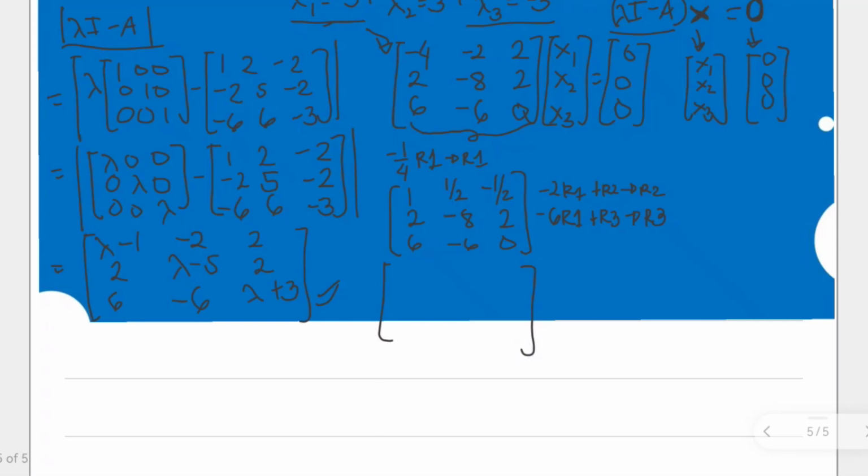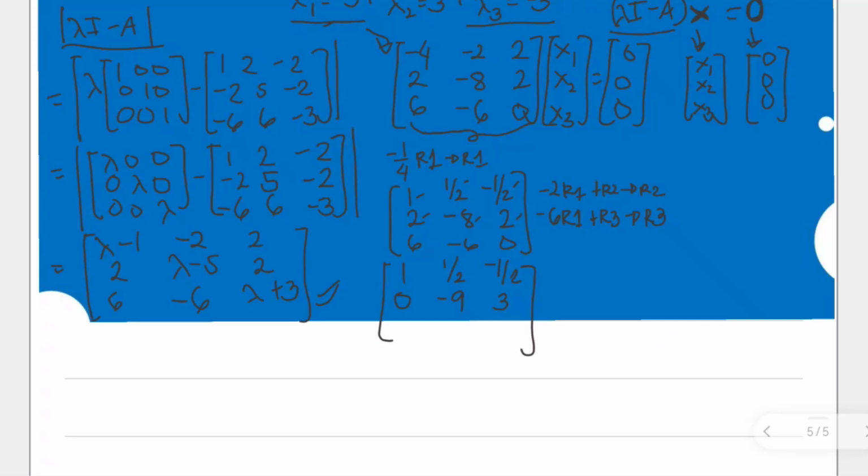Alright, so we have 1 and then 1 half, negative 1 half still. So negative 2 times 1 is negative 2 plus 2 is 0. Negative 2 times 1 half is actually negative 1 plus negative 8, so negative 9. Negative 2 times negative 1 half is positive 1 plus 2, you have positive 3.